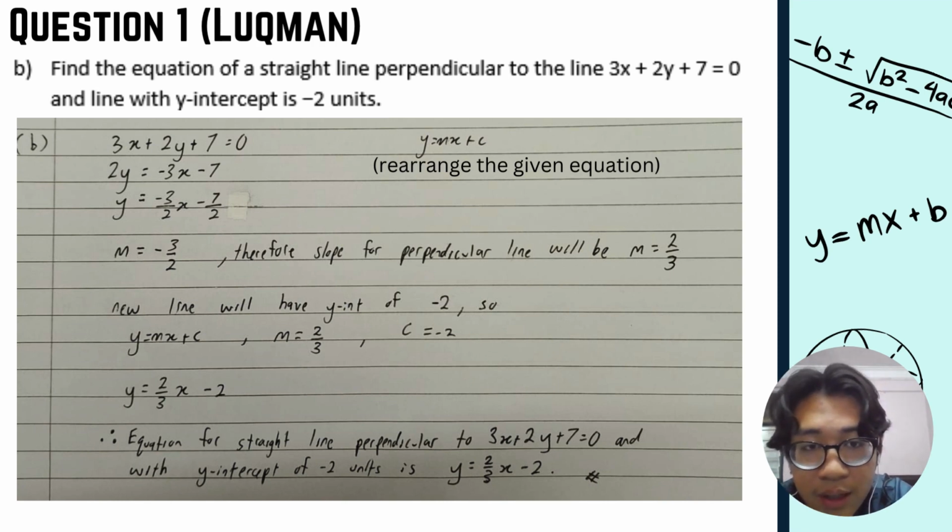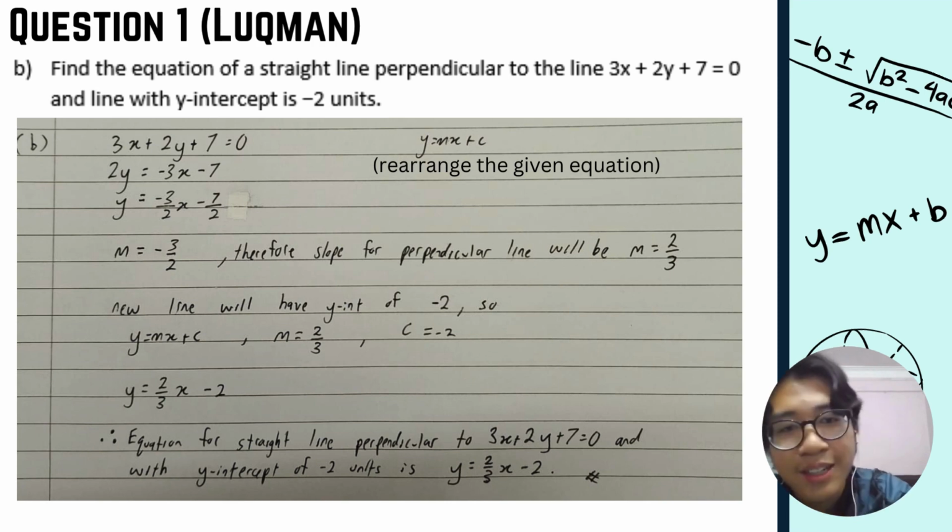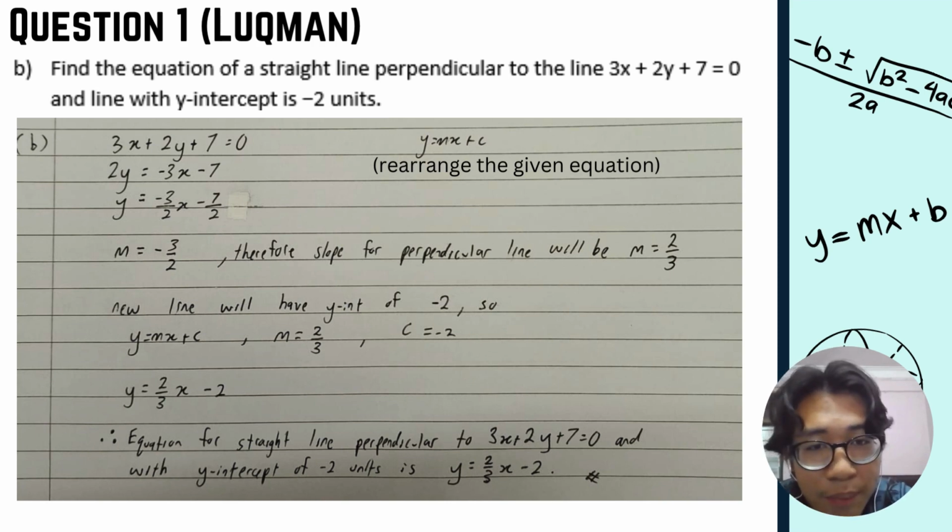So now we can find the slope for the perpendicular line by flipping the sign and taking the reciprocal. So the slope of the new line, the perpendicular line, will be m equals 2 over 3. And from the question, the new line will have a y-intercept of negative 2. So now we have the slope of the new line, m equals 2 over 3, and y-intercept c equals negative 2, which we can substitute into the equation of the straight line y equals mx plus c.